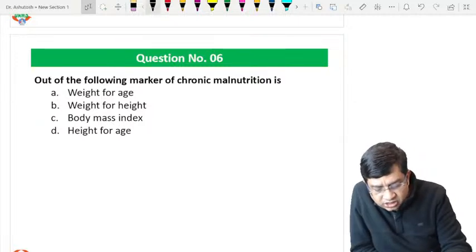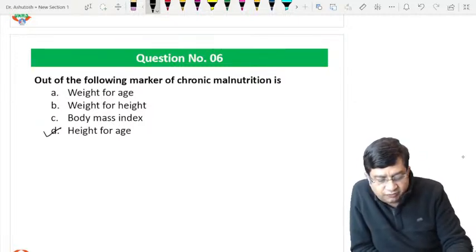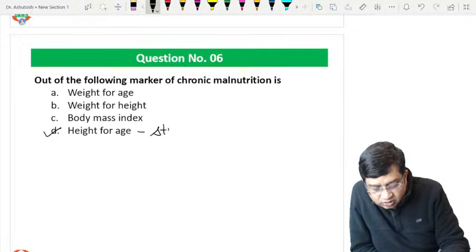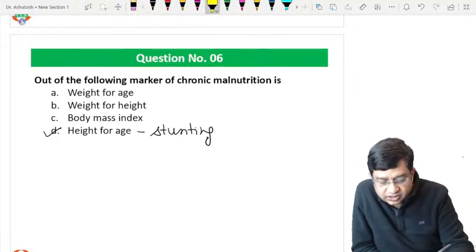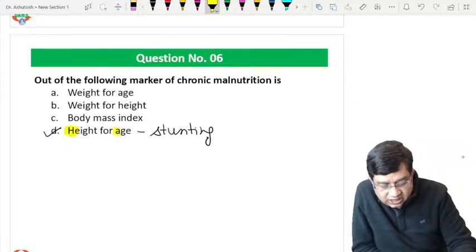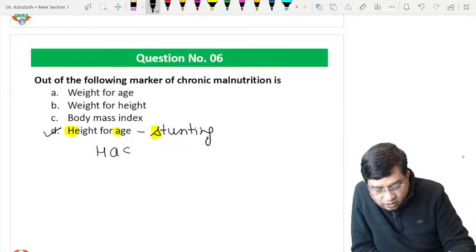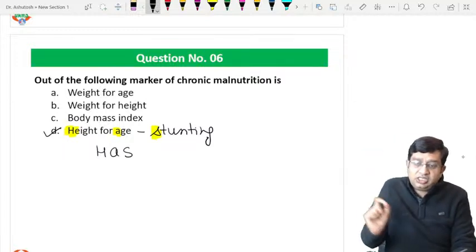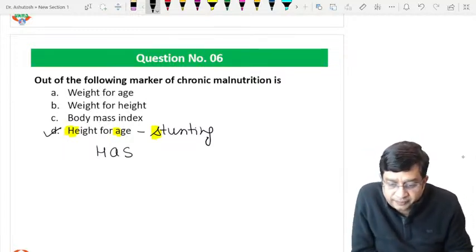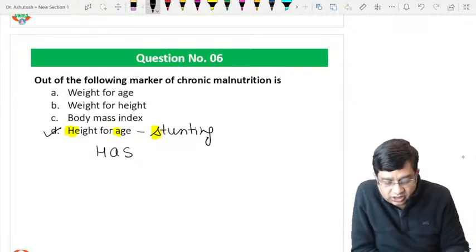और ये क्वेश्चन तो बिल्कुल स्ट्रेट फॉरवर्ड क्वेश्चन है. क्रॉनिक मैलन्यूट्रिशन का मार्कर क्या है? हाइट फॉर एज, which is also a marker of stunting. ज्यादा कंफ्यूजन हो जाए तो हमेशा वर्ड याद रखो, HAS. हाइट फॉर एज इज इक्वल टू स्टंटिंग.